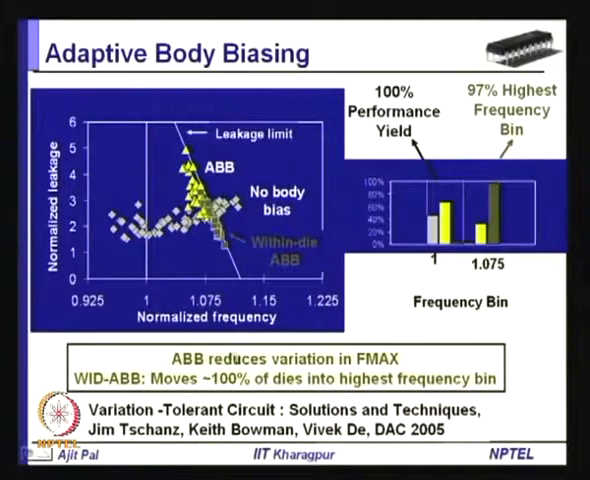So, this within die adaptive body biasing leads to still better performance. As you can see, most of the devices, those red plots correspond to within die adaptive body biasing, and yellow plots correspond to a single body bias for the entire die. So, this shows how adaptive body biasing can be used to improve the yield.